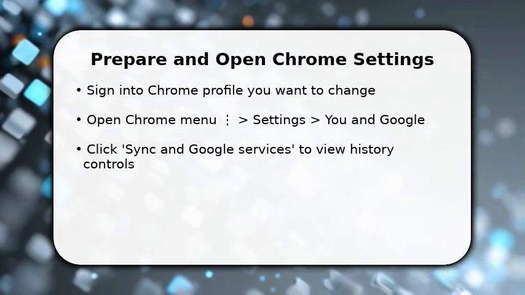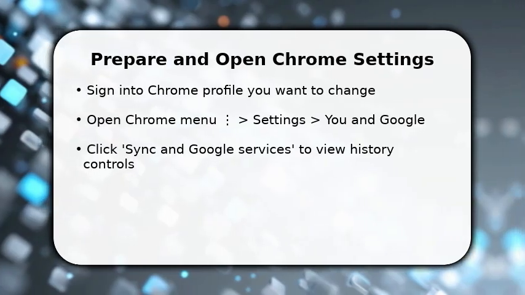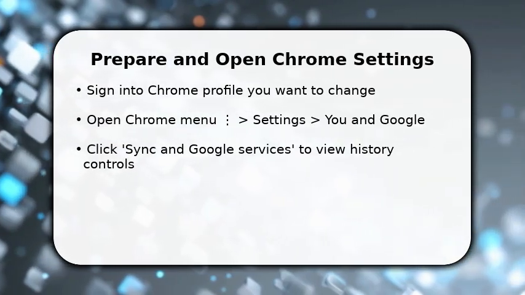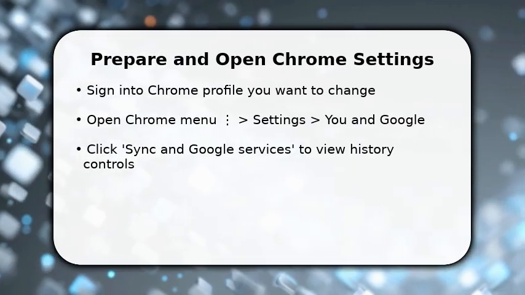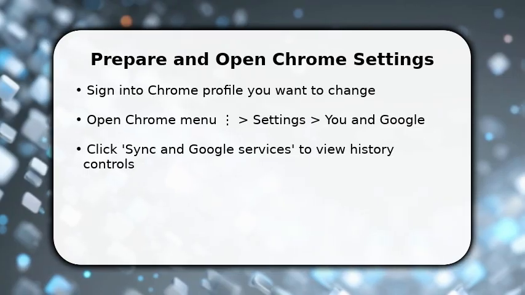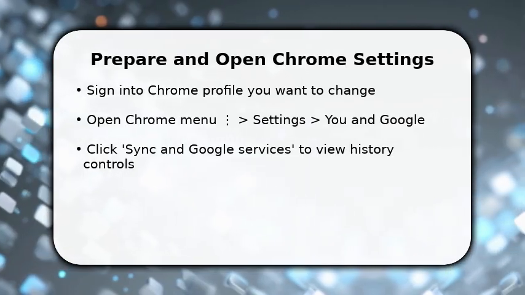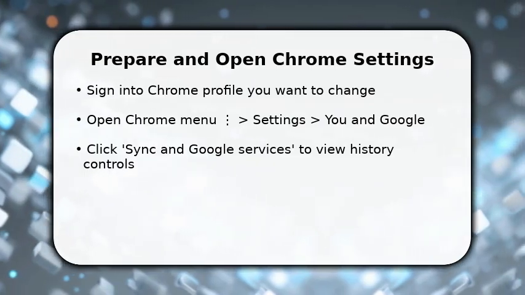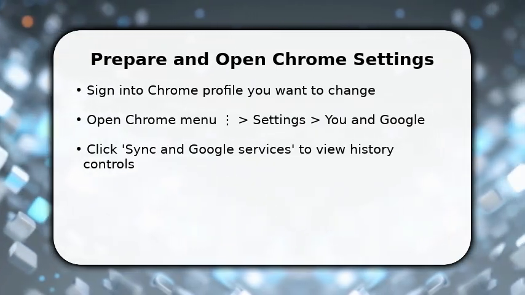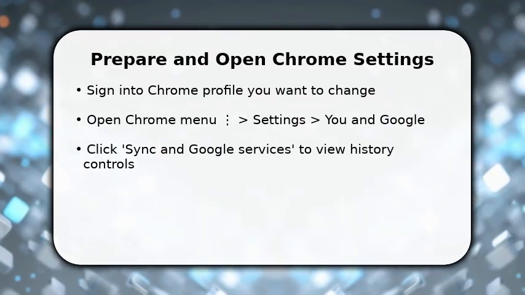You start by opening Chrome and confirming you're signed into the profile whose search history you want to stop. Once signed in, open the three-dot menu and choose Settings. This takes you straight to Profile Controls. Next, select You in Google, then Sync and Google Services so you can access search and activity toggles. You do this now because controlling sync determines whether searches are stored across devices, which prevents surprises later.